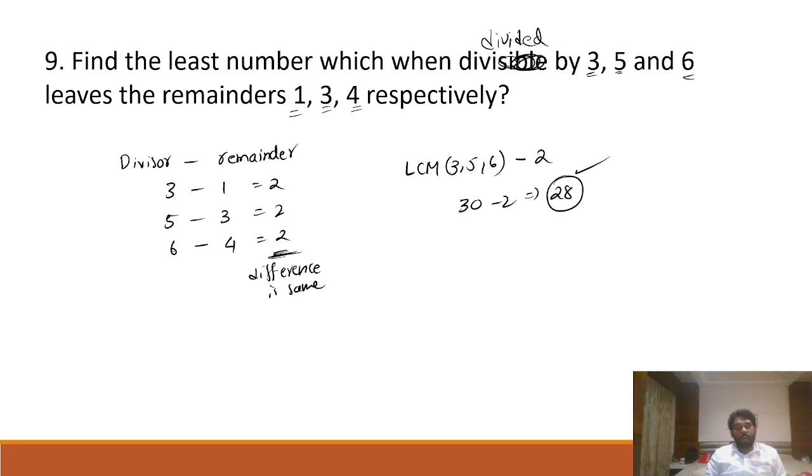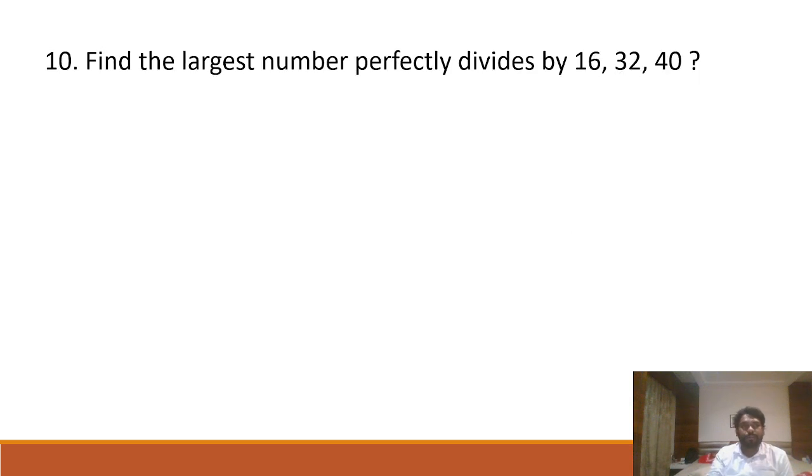If you want, you can cross check the divisibility here. When you divide 28 by 3, you are going to get remainder 1. When you divide by 5, 5 5s are 25, 3 remaining. When you divide 28 by 6, 6 4s are 24 and 4 will be remaining. So your answer is 28. Let us move on to the next.